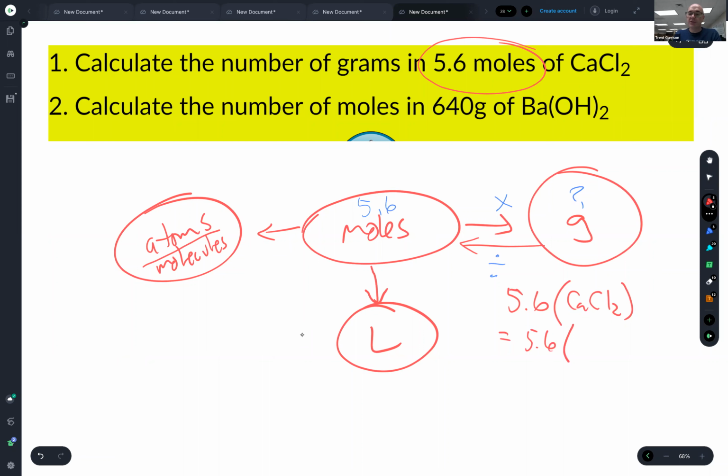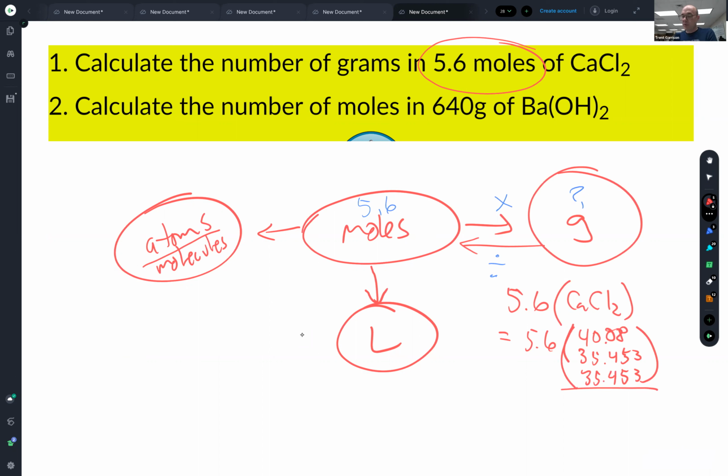So Ca weighs 40.08. And chlorines each weigh 35.453. So if we add those all together, 40.08 plus 35.453 times 2, you get 110.986. Multiply that by 5.6 because we're following the mole map.